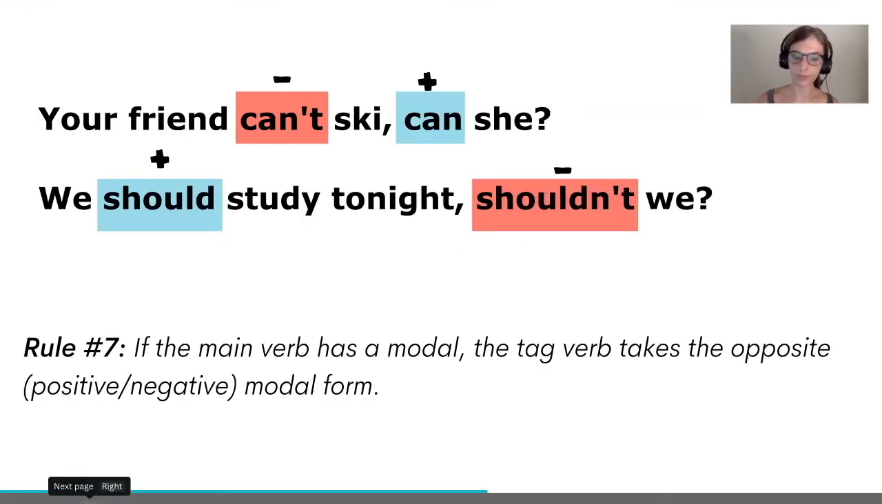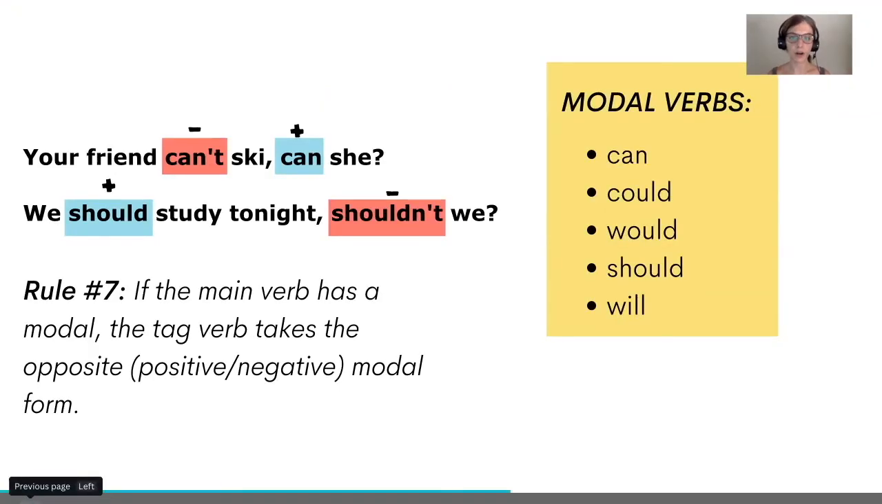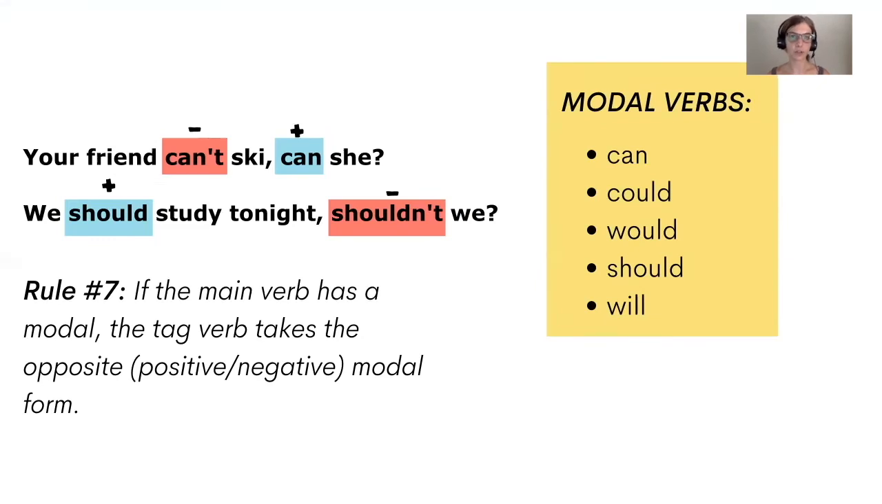The seventh rule, if the main verb has a modal, the tag will take the opposite modal, positive, negative. So if we use can, as the first example shows, your friend can't ski, can she? Negative, positive. We should study tonight, shouldn't we? Positive, negative. Now, if you don't remember what a modal is, that's okay. I have a list here for you. But basically, modal verbs are verbs like can, could, would, should, and will.